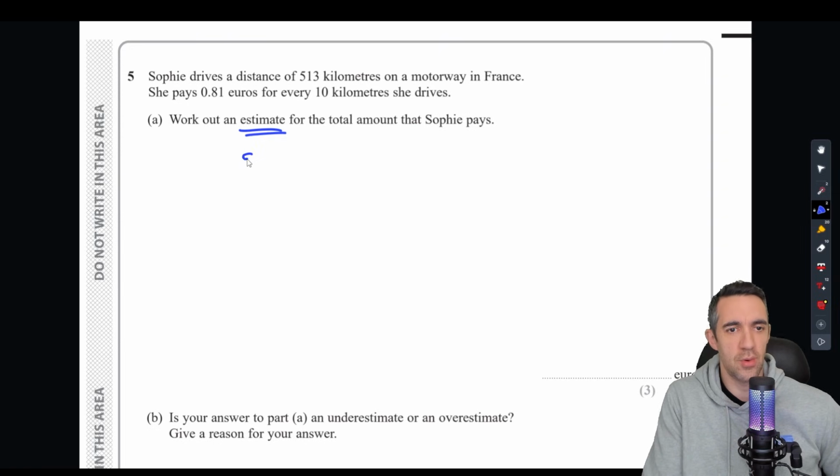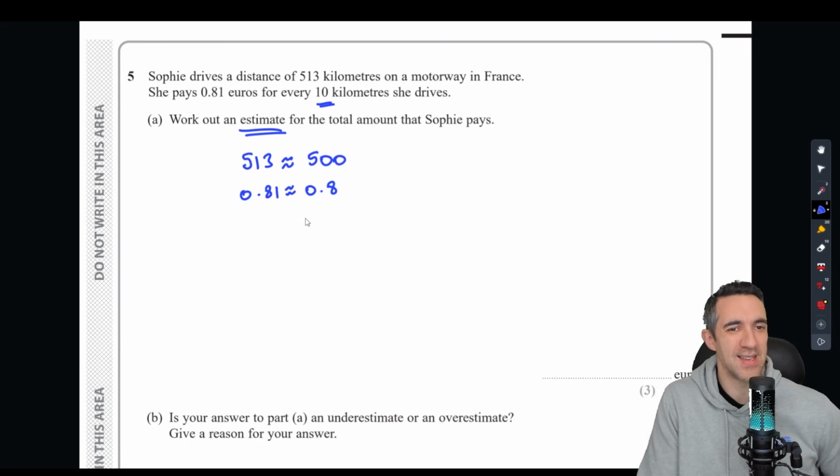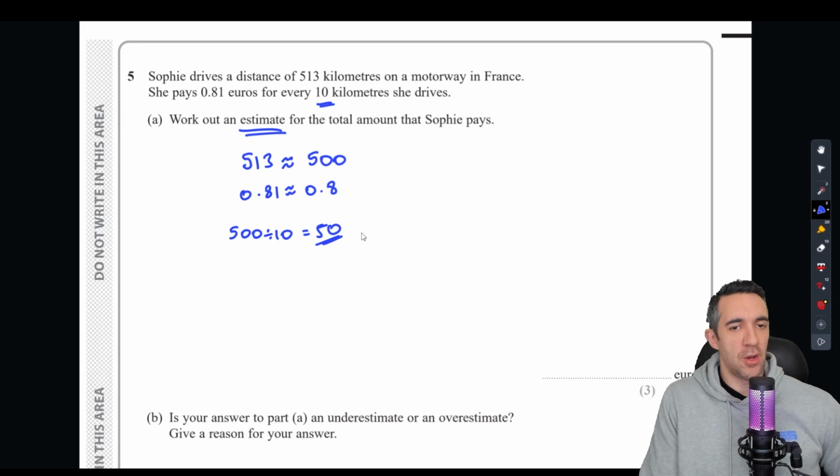So we normally would get marks for doing the rounding. Remember, we do 1 significant figure. So we call that one 500. 0.81 we can call about 0.8. And 10 is just 10. That's fine as it is. So 500 on a motorway in France, but she pays for every 10 kilometers, so I need to work out how many 10 kilometers there are. 500 divided by 10 gets me 50. So there's 50 lots of 10 kilometers.